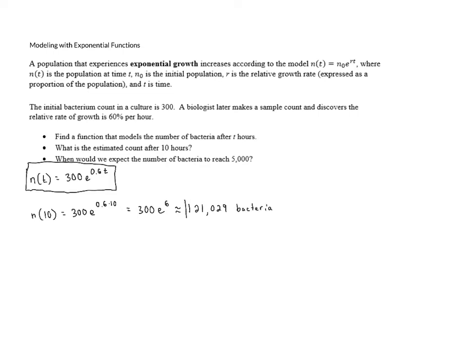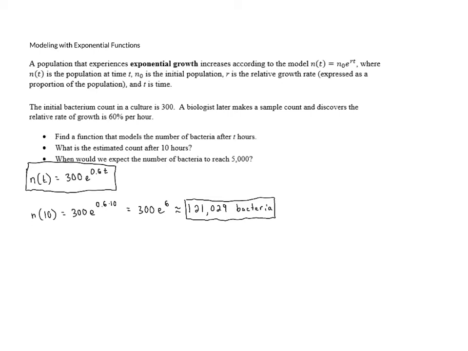which is a huge number, but with such a large relative growth rate, we will end up with many, many, many bacteria. I mean, we're not quite doubling per hour, but if we start off with 300 and we're almost doubling every hour and we let it go for 10 hours, we're going to have many, many more bacteria, on the order of 100,000 bacteria.